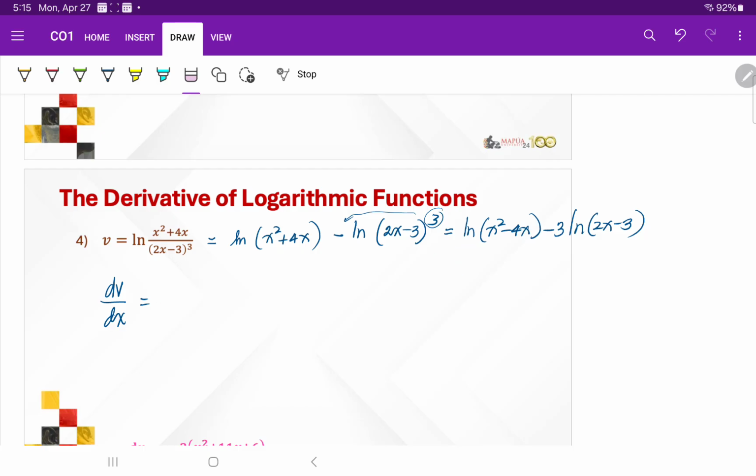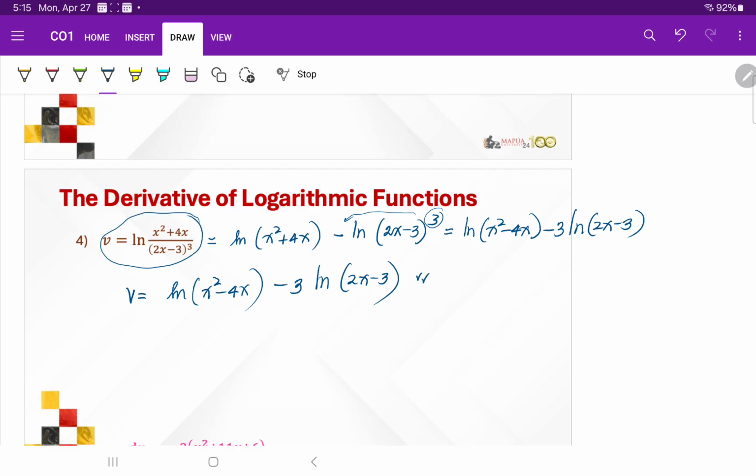So we were able to write down v is equal to ln of x squared minus 4x minus 3 ln of 2x minus 3. Now look, it's easier to differentiate this one rather than this one, because here you'll be using quotient. Dito wala nang quotient. For the next one, you simplify, there's no quotient anymore. So it's easier to find the derivative of v with respect to x.